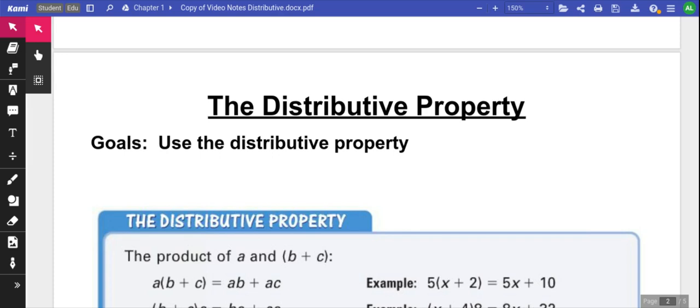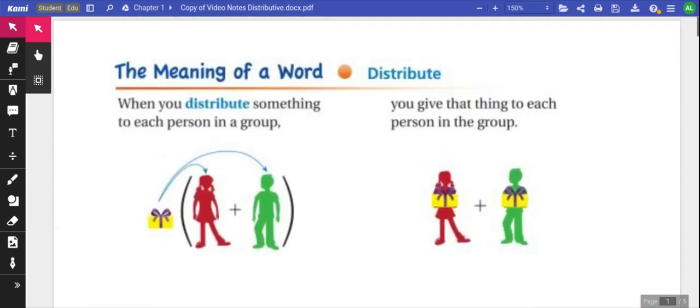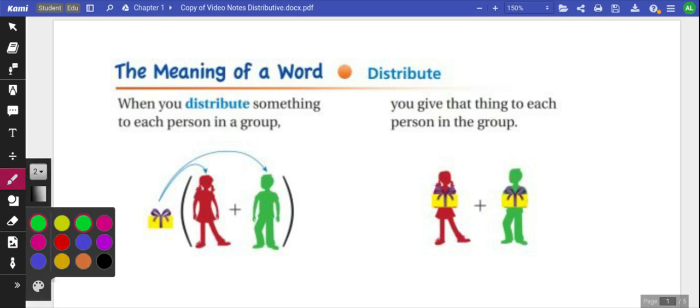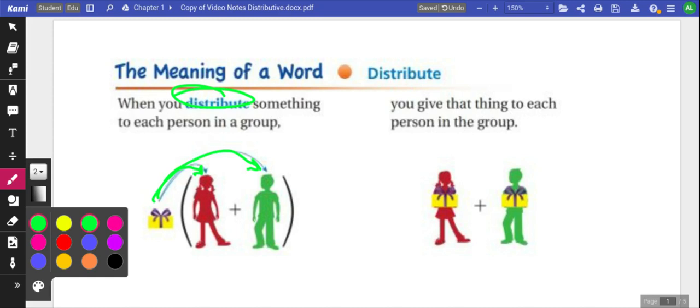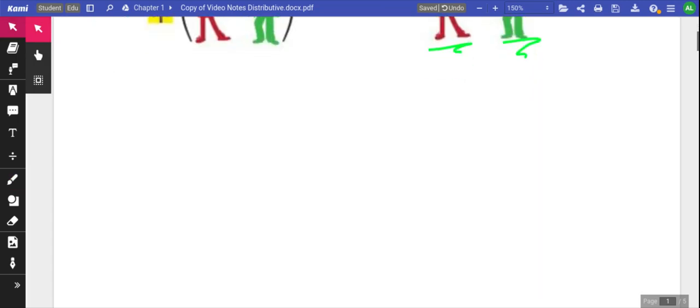So today we're going over the distributive property. Just as a quick reminder, I know most of us remember probably a little bit about the distributive property. Think about what the word distribute means. It means you're assigning something to every member of a group. So think about this example here with the gift. It's outside the parentheses, so each member of the group is going to end up with that gift. So think about what that means when we put this all into math terms.